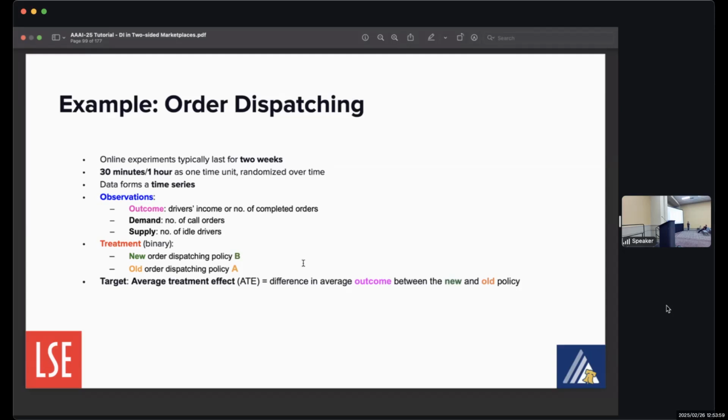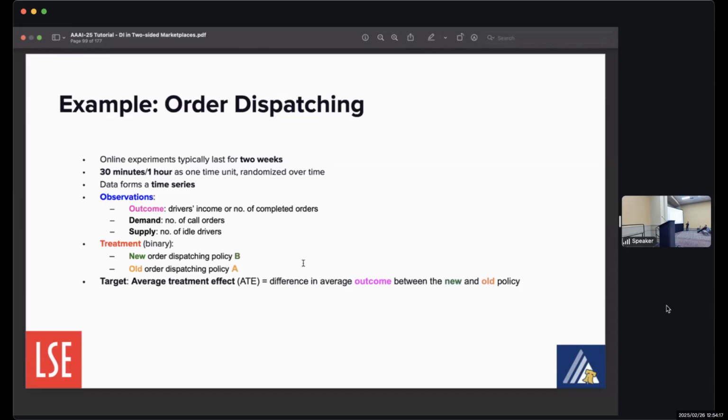For the rest of the hour, for the rest of the 30 minutes, we use the old policy. Because of that, the data that we collected forms a time series, and such experiments are typically referred to as time series experiments. The data contains two crucial components.